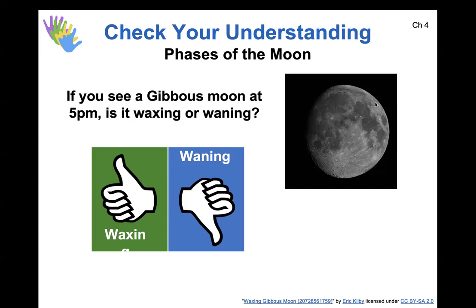I definitely agree. The peak hours are midnight and noon. So if it's a waxing gibbous, it's going to be visible during those hours. But can someone answer this question? Can you see a waning gibbous? I'll put it in chat too. Can you see a waning gibbous moon at 5 p.m.?